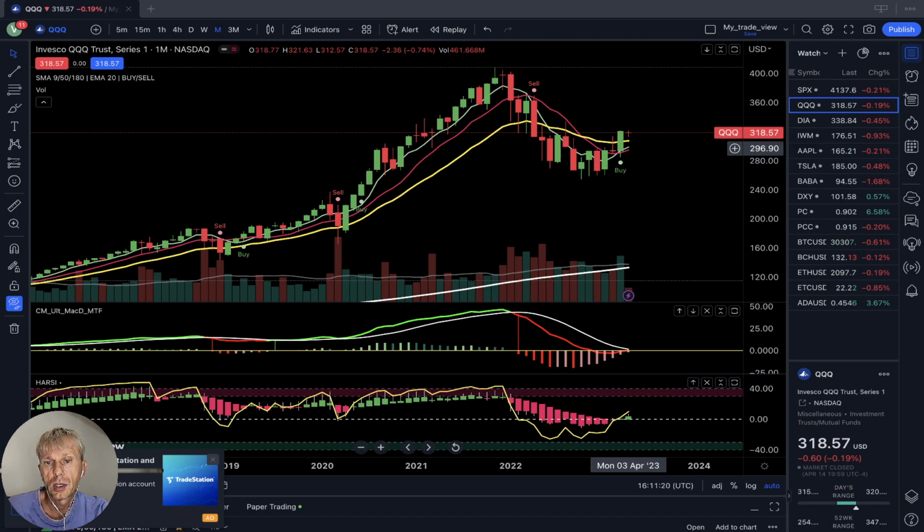Bullish. Buy signal bullish. MACD is red, but it's ready for a bullish crossover. RSI did a bullish crossover. Fibonacci green, bullish. QQQ on the monthly time frame is positive in a bullish trend.